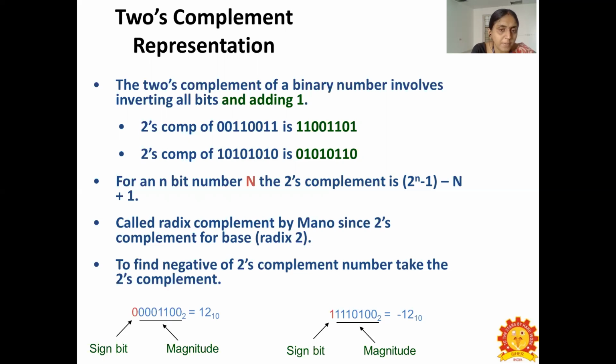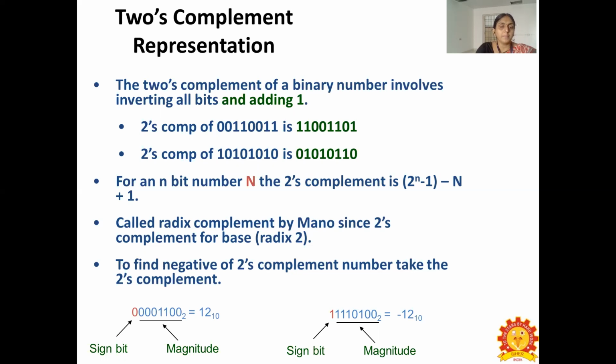For an n bit number N, the 2's complement is 2 power n minus 1 minus N plus 1. So here it is called the radix complement, since 2's complement is for base with radix 2. And to find negative of 2's complement number, take the 2's complement. So here negative number can be found by finding the 2's complement of the given number.